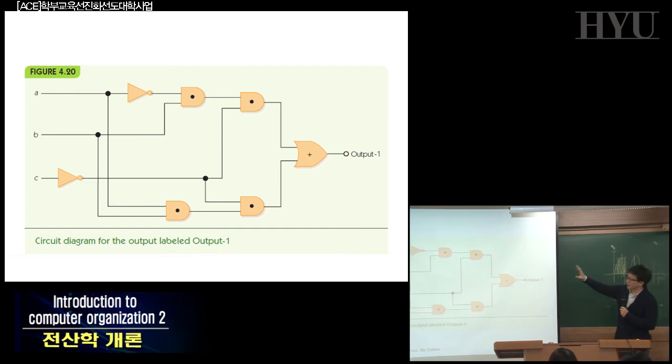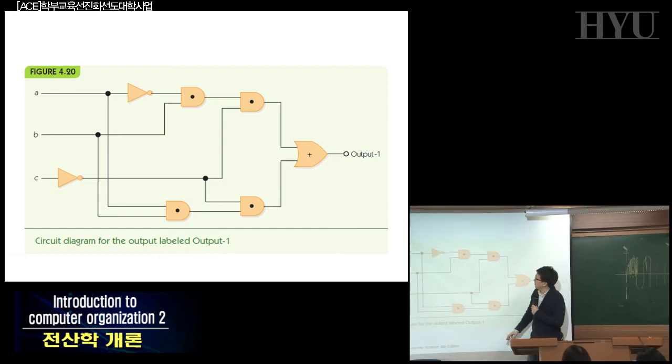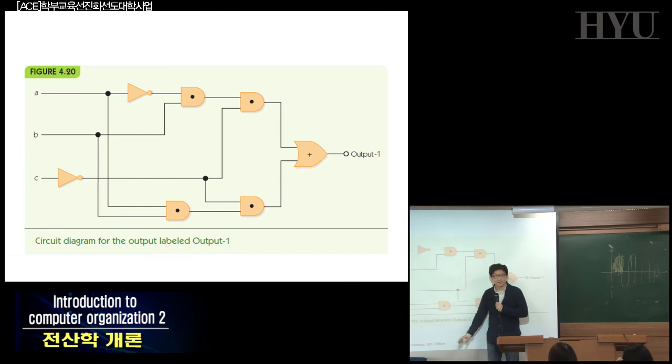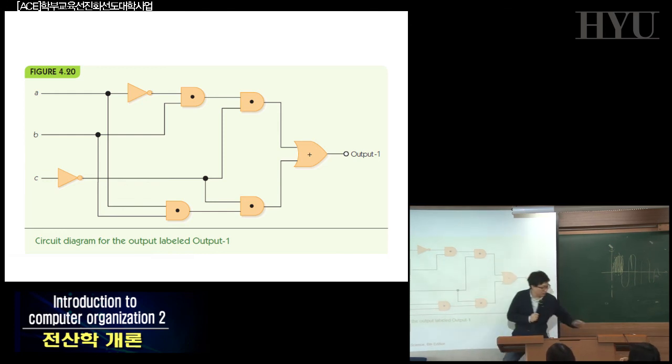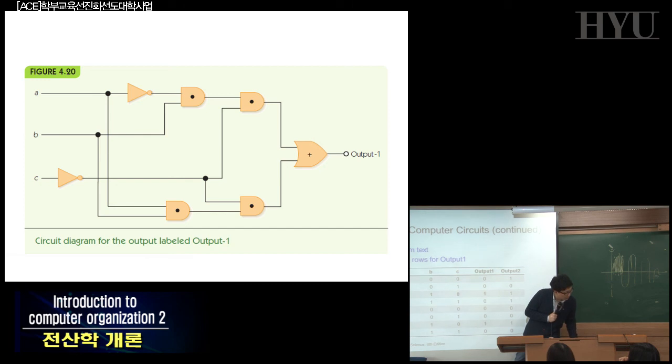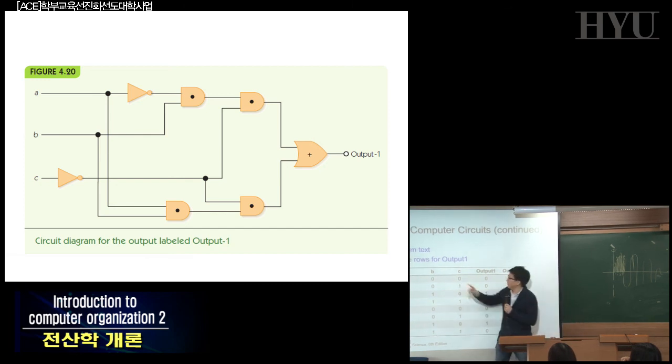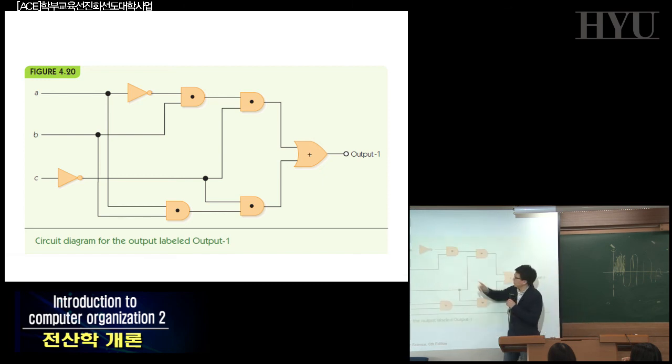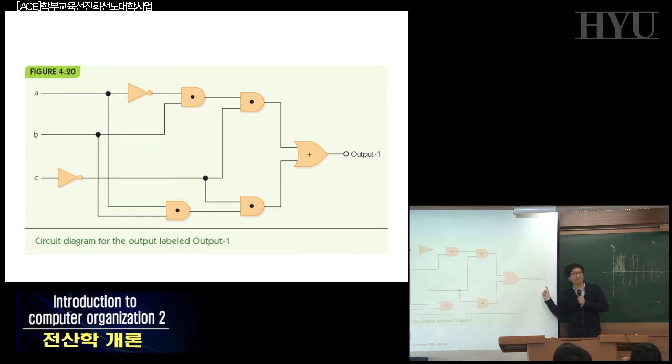So if I design it, organizing my AND gates and OR gates, and I give 0, 1, 0, this will always give me an output of 1. Likewise, the second condition always gives 1. The other values always give me 0. So I just design one part of the circuit for output 1. I do the same thing for output 2, and put it together somehow.